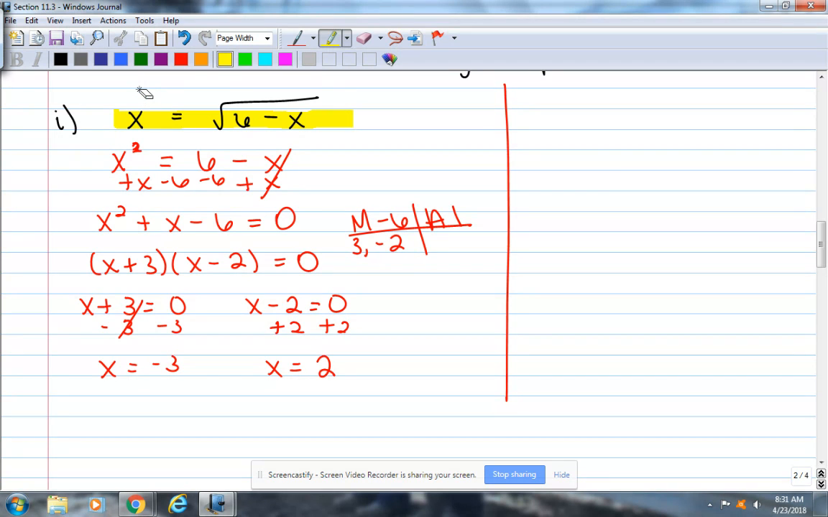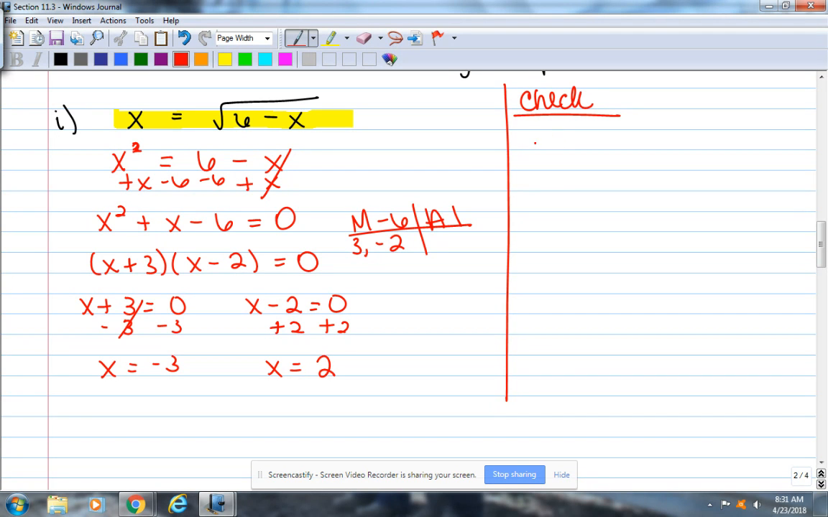The original problem is what we're going to plug those answers into to see if they're true. So if those answers are true when we plug them into the original problem, then they are a solution. If it's not true, if it's a false statement, then we say the answer is extraneous. Okay, so we've got to check our work.